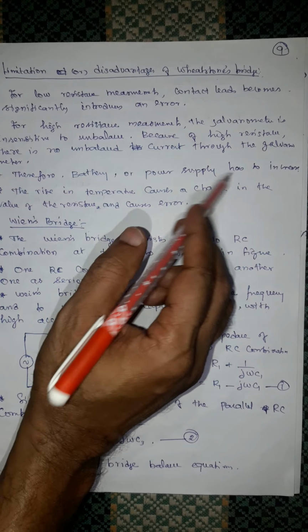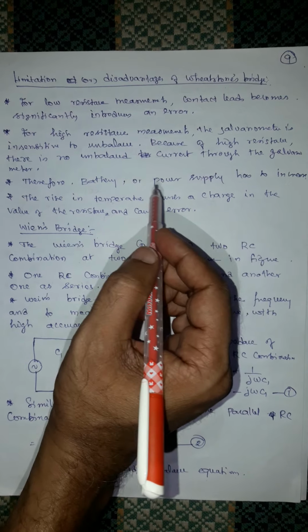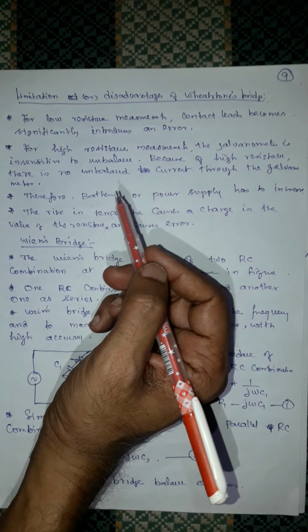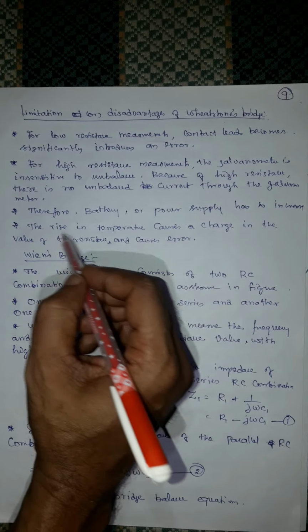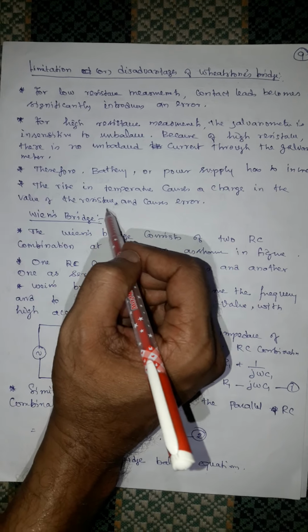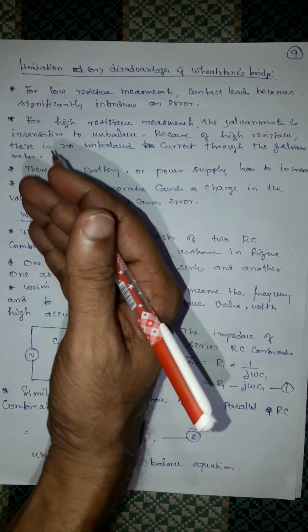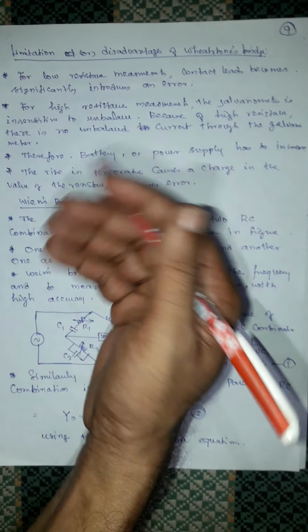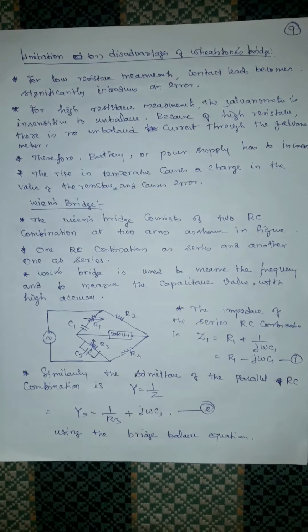Therefore, the battery or power supply has to be increased. To increase the current flow, we have to increase the power source. A rise in temperature causes a change in the value of the resistor, which causes an error. If the rise in temperature causes more current flow, that also causes an error.